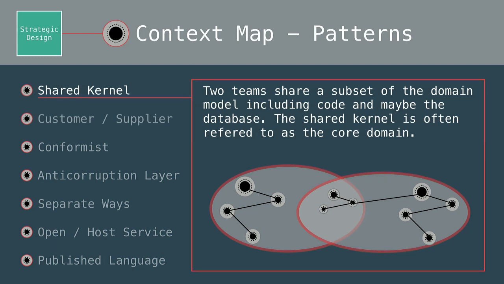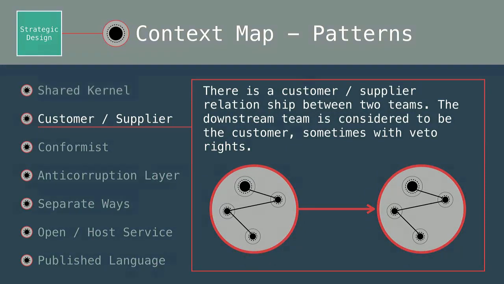But if that is not the case, the shared kernel can be quite a toxic element. Another thing is, let's say one team provides a service for another team, and the other team is calling the service, and we have a customer-supplier relationship between the two teams. In this case, the downstream team, which is the consuming team, is playing a very dominant role in the interaction between the two teams.